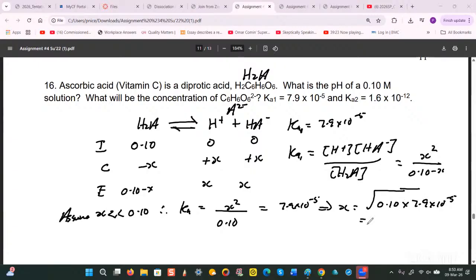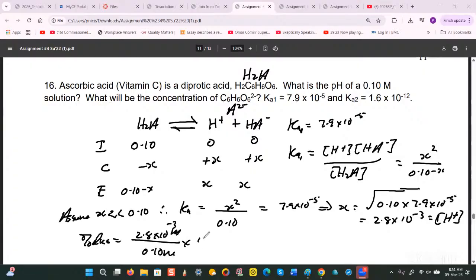Well, 1 times 7.9 times 10 to the minus 5, square root. Okay, so I got, and please correct me if I'm wrong, but I got 2.8 times 10 to the minus 3. All right? And that would be equal to the concentration of H plus. So the next step is to find the percent dissociation like we did before. And that would be equal to 2.8 times 10 to the minus 3 M divided by the initial concentration, which is 0.10 M, times 100%.